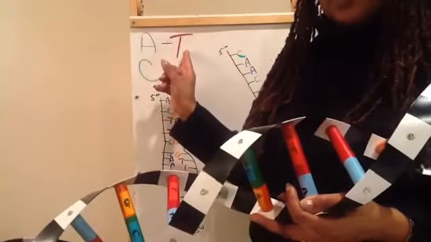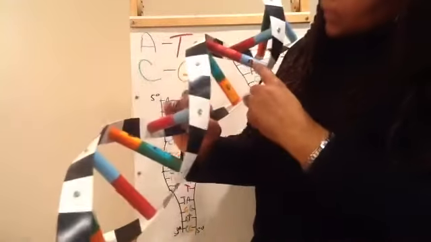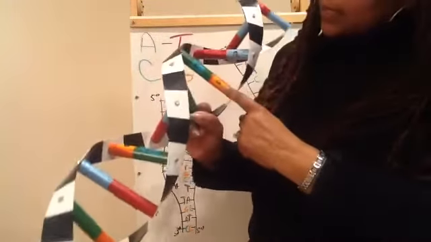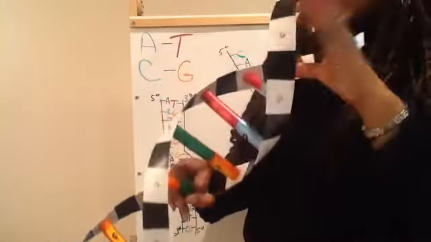Adenine always to thymine, cytosine always to guanine. Again, adenine always to thymine, cytosine always to guanine. Right? Always that base pairing.